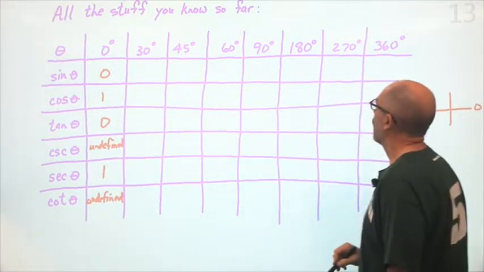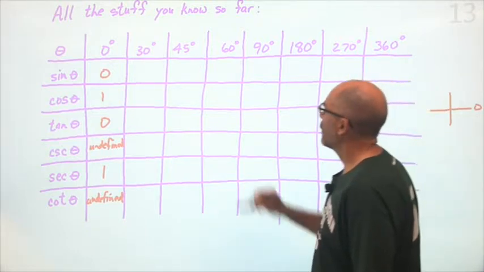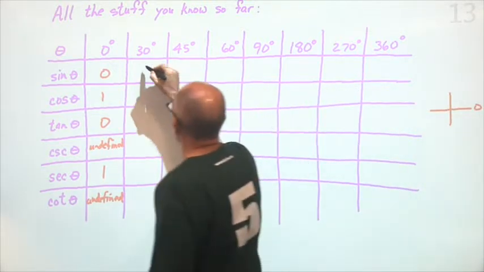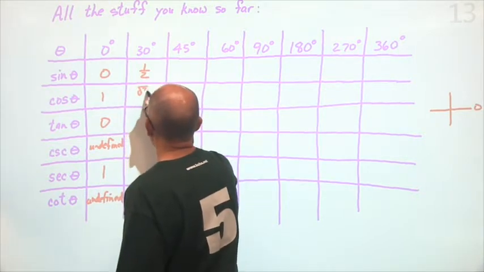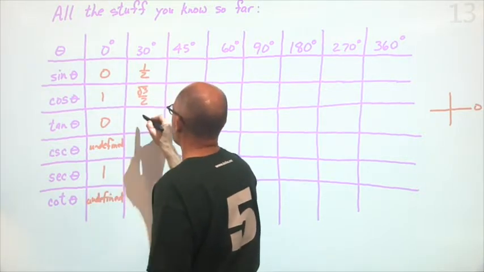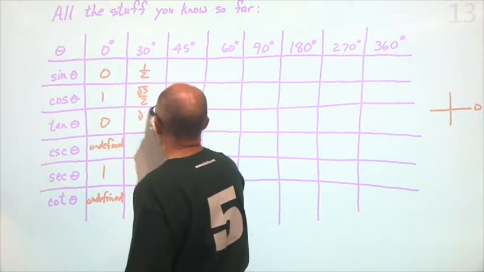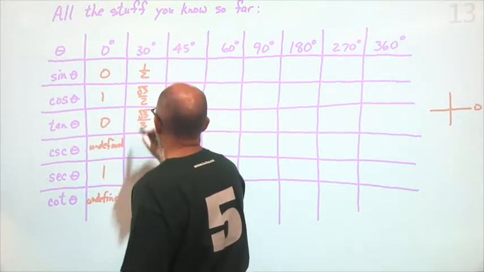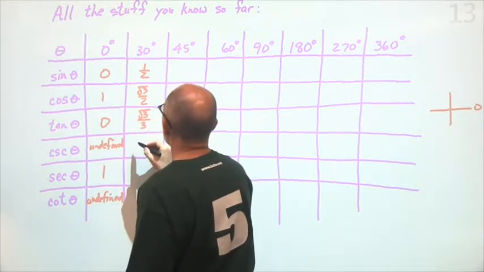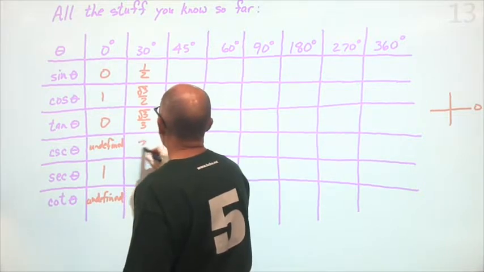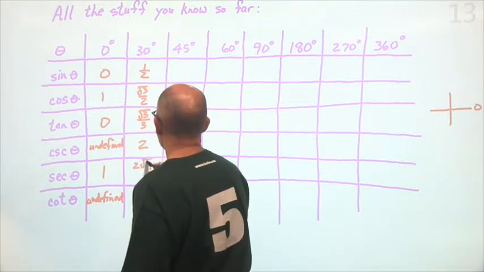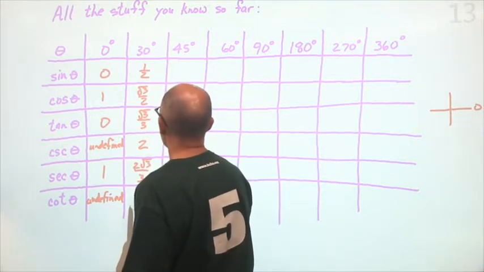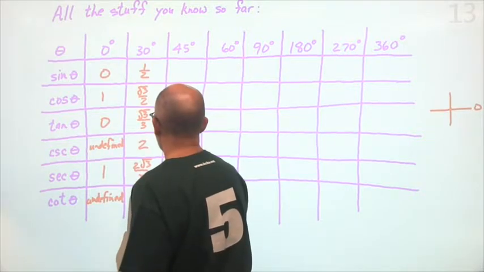Now, when we go with 30 degrees, sine of 30, 1/2. Cosine of 30, square root of 3 over 2. Tangent of 30 is square root of 3 over 3. Cosecant of 30 is 2. Secant of 30 is 2 square root of 3 over 3. And cotangent of 30 is square root of 3.